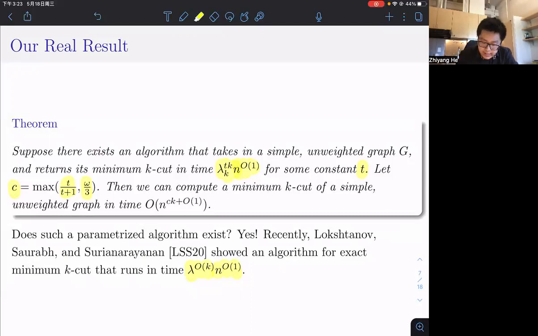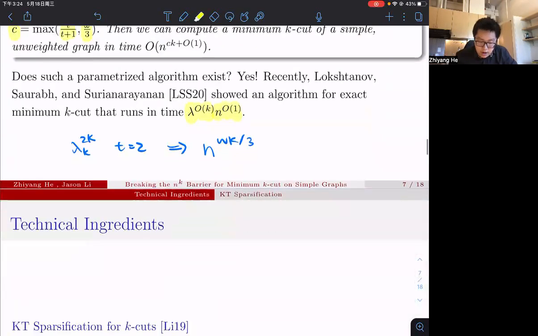The next remark we want to make is that we use this parameterized algorithm in a complete black box manner. As we mentioned before, our result shows partial evidence that n to the omega K over 3 might actually be the right answer. And as follows: if one can improve the parameterized algorithm runtime to say lambda_K to the 2K, or T equals 2, then our overall runtime will be n to the omega K over 3. Okay, so this is what we mean by partial evidence. Now let's see our actual algorithm.